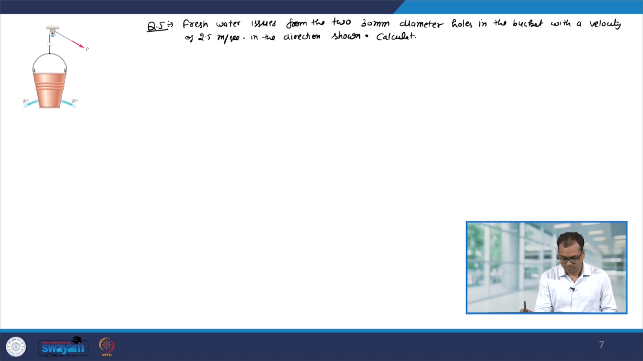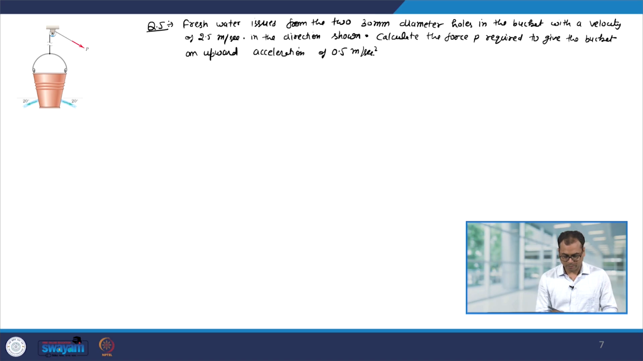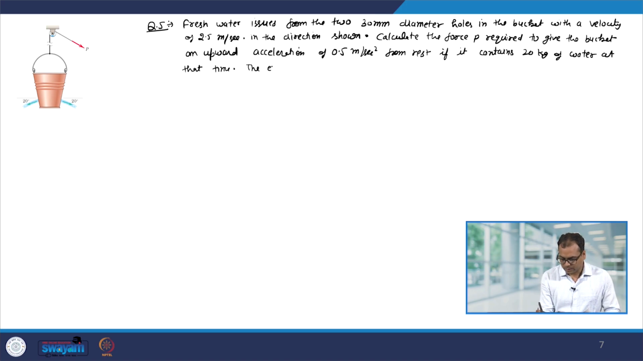Calculate the force P required to give the bucket an upward acceleration of 0.5 meter per second square from rest if it contains 20 kg of water at that time, and it is given that the empty bucket has a mass of 0.6 kg.